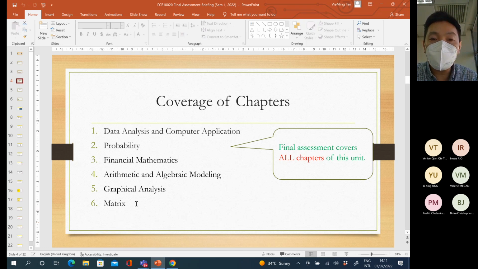So for the last chapter, matrix, because this chapter has not been tested in any of the assessments, there will be 4 questions from this chapter during the final exam. Okay. So how to do revision here? Okay, I have prepared the, okay, before that, okay.